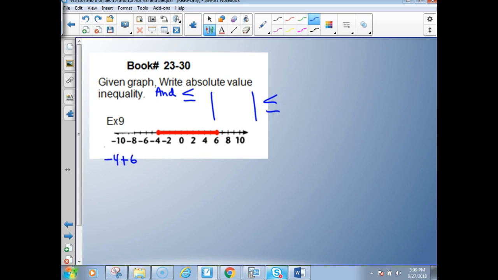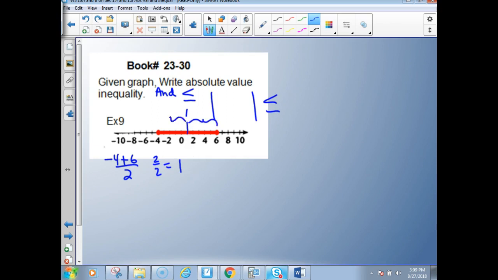-4 plus 6 divided by 2 will give you the midpoint. So I took the endpoints, and I'm going to find the midpoint, which we're learning in geometry right now. -4 plus 6 is 2. 2 divided by 2 is 1. Okay, I just found the midpoint. That's 1. All right, that's something we need, okay? Now, we also need to know how far it is to get to here.